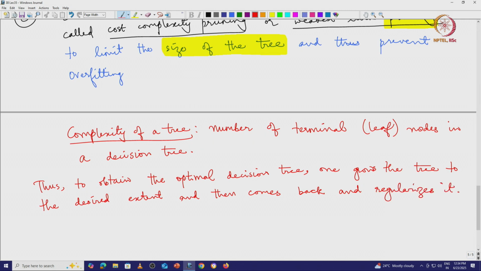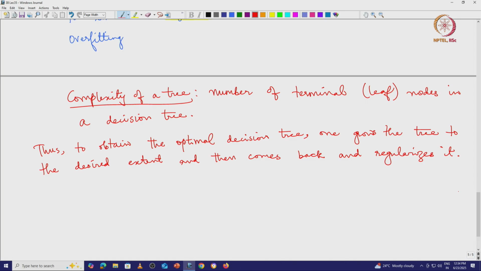Okay, so how is this done? We have to write down the objective function with the regularization term. Regularization, as you remember, is a penalty to prevent the model from becoming too complex. So what you do is you minimize the error between your predicted and the actual values, of course.